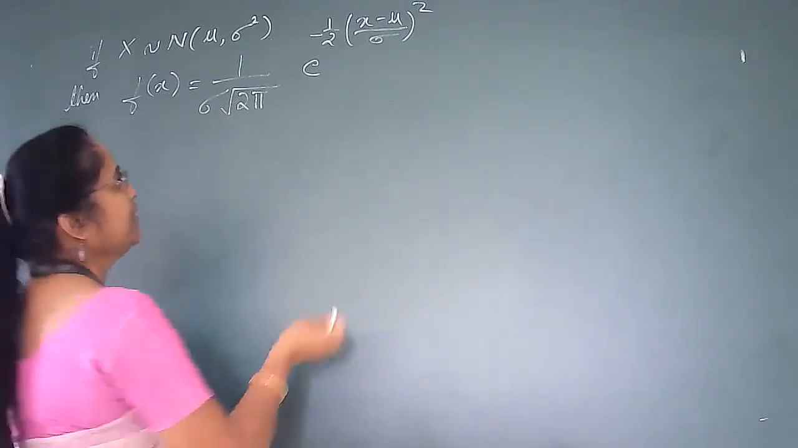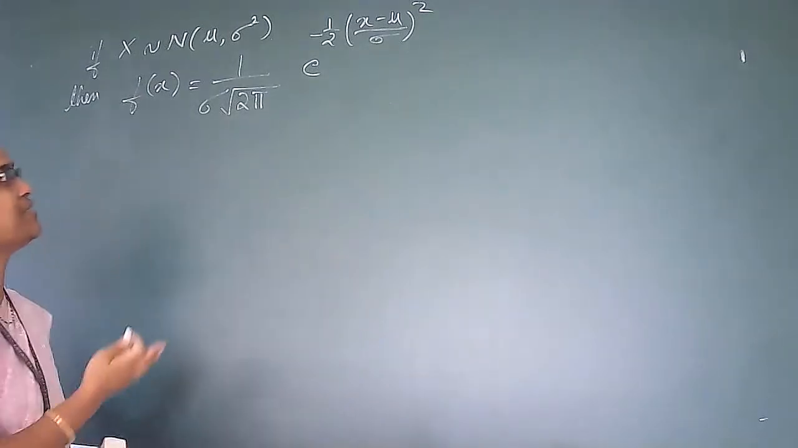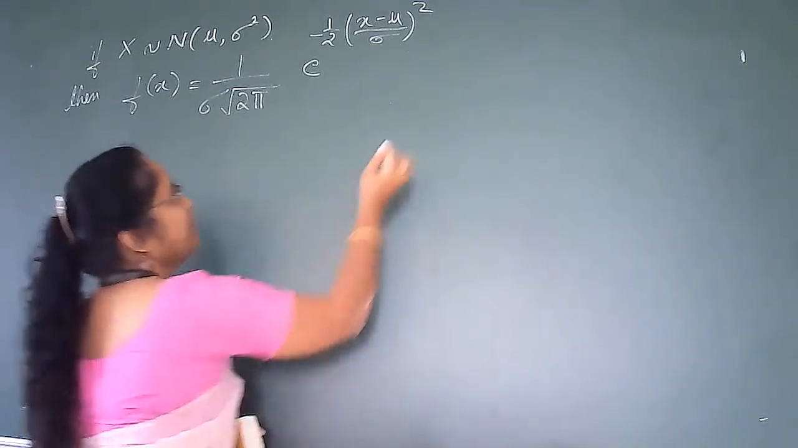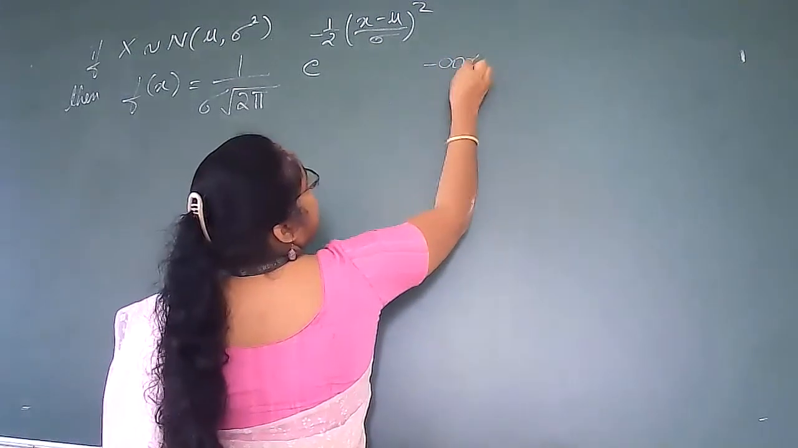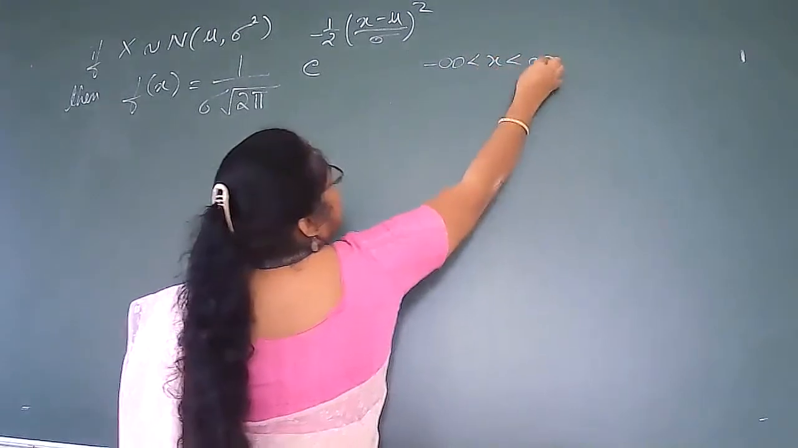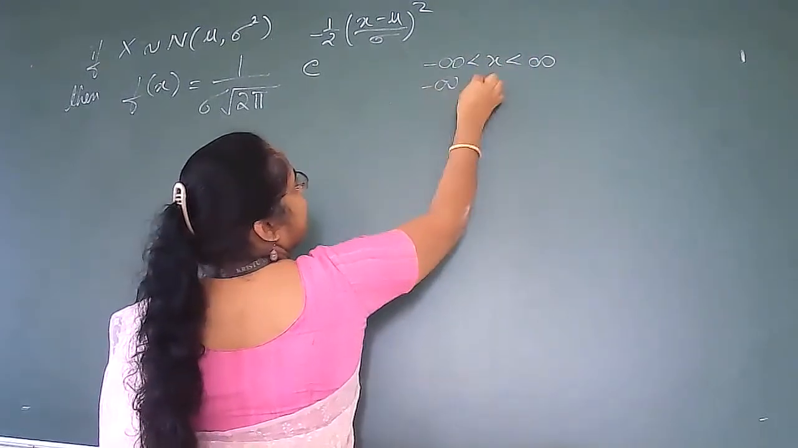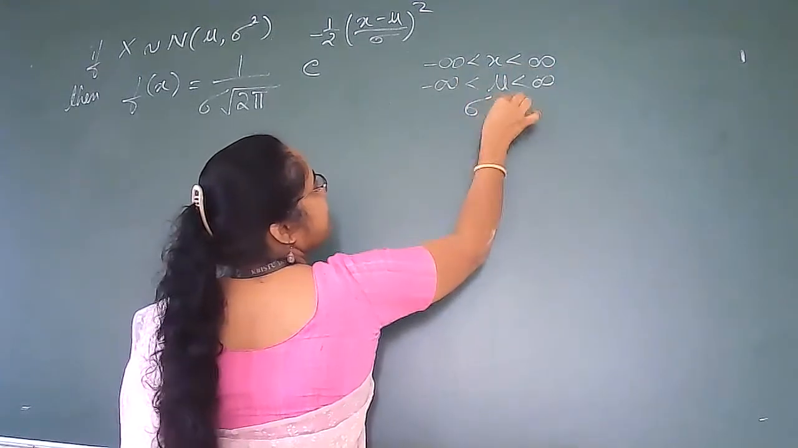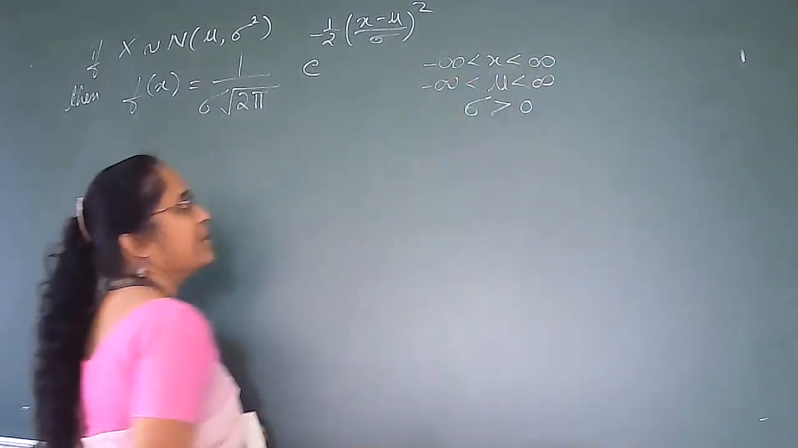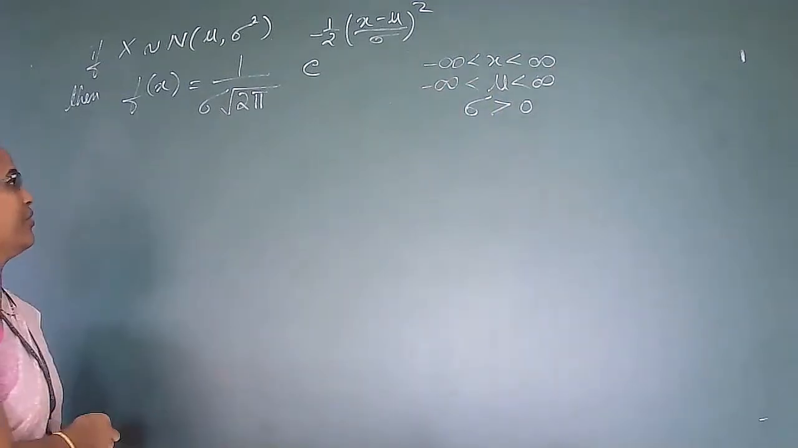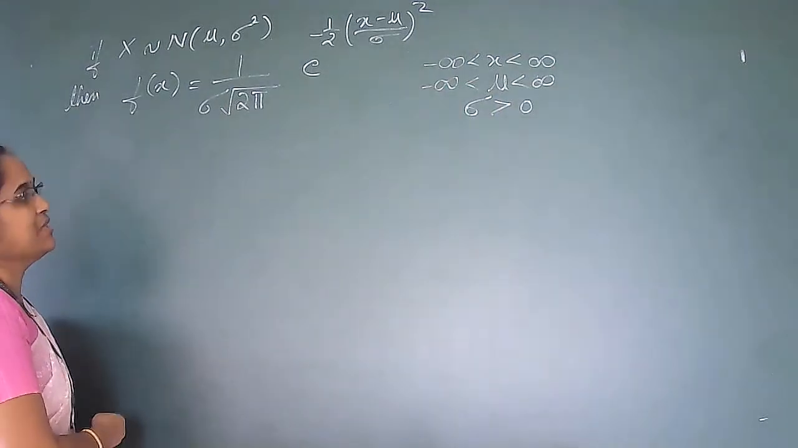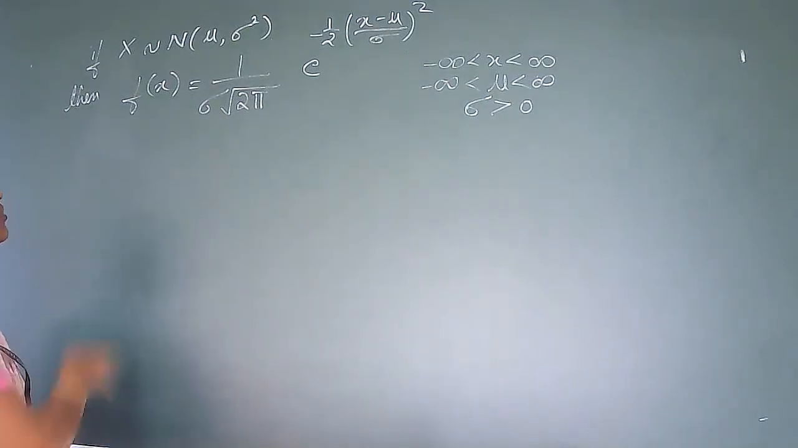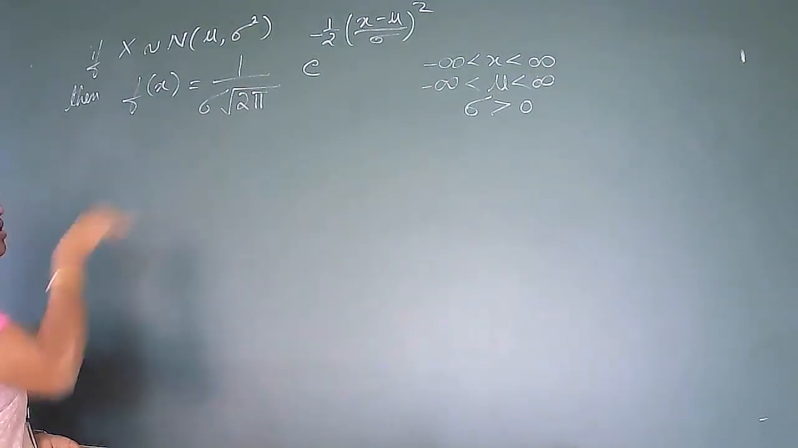Most importantly, we should know the range of the random variable x and the parameters mu and sigma. X is from minus infinity to plus infinity. Mu, the parameter, is from minus infinity to plus infinity. And sigma, the standard deviation, whose square is the variance, is always greater than 0. So this is the PDF, we know about it.